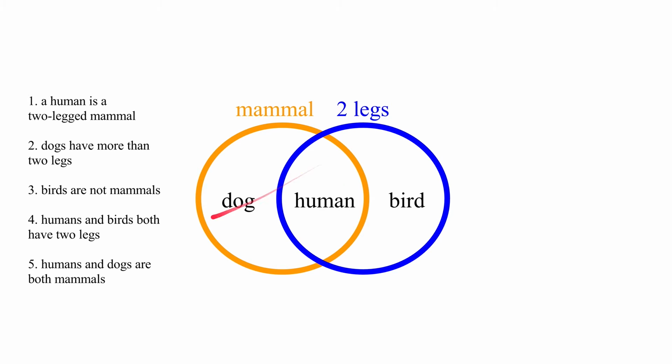And fifth, we can say that humans and dogs are both mammals, which is the same logic as the one for statement 4. Here you have a dog, here you have a human. Those are the 2 sections of the orange circle.